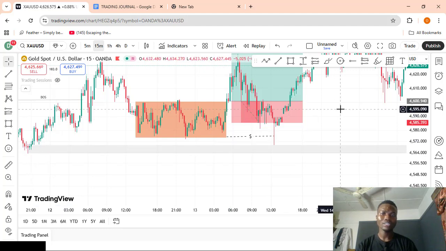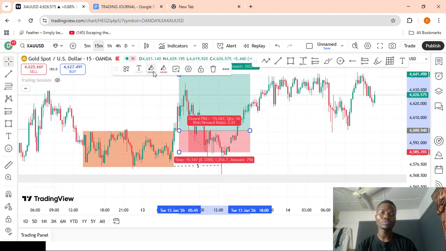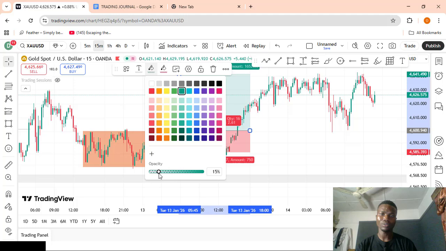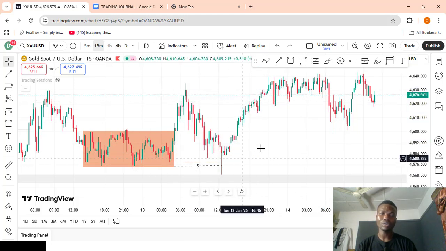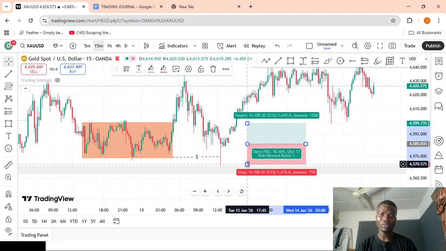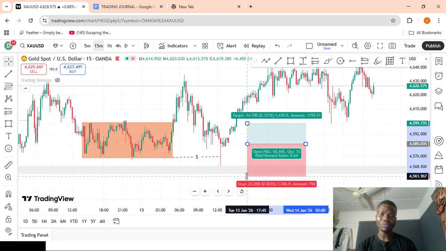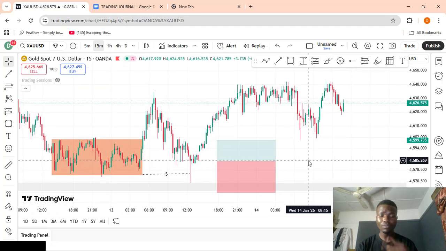So you can see that when trading the financial market, you actually need a lot of patience. Okay, you don't rush into a trade anyhow. So let me just delete this. Now you can see that immediately the smart money comes into play. Okay, so this is where we can actually look out for our buying opportunity.